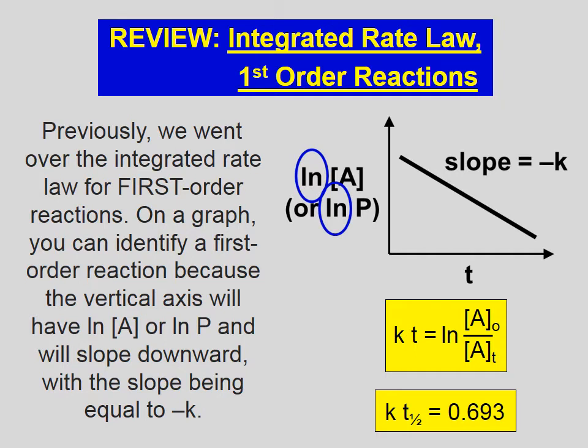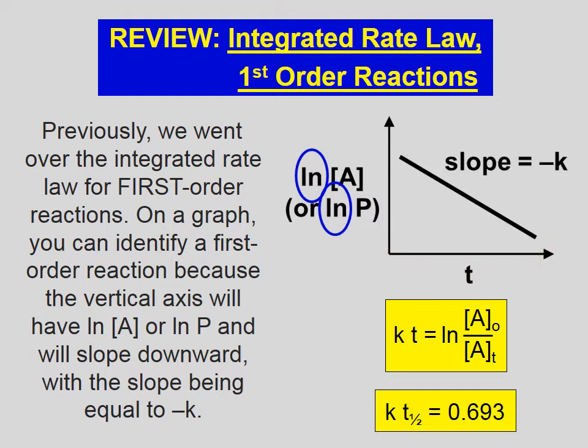Previously, we went over the integrated rate law for first-order reactions. On a graph, you can identify a first-order reaction because the vertical axis will have the natural log of the concentration of A, or the natural log of the pressure of some reactant, and will slope downward, with the slope being equal to negative k. Whenever you have a first-order reaction, if you graph it, it will look like this.